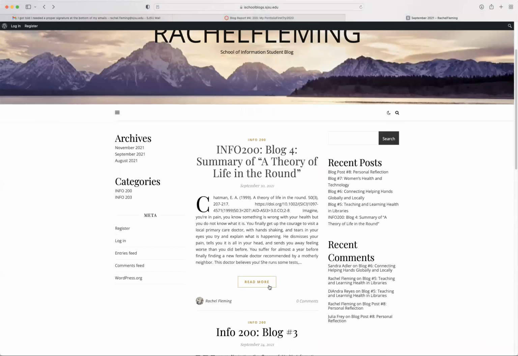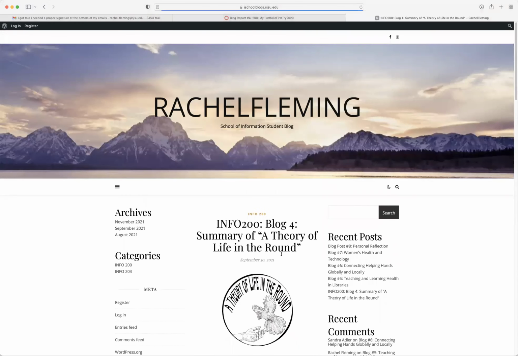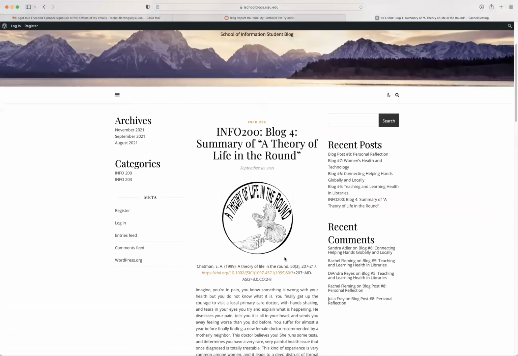And then this is one of my favorite ones. I started creating graphic design elements at the top rather than just having photographic evidence. So we had to take one specific scholarly reference and do an in-depth review and associate it with our specific topic. So I chose Chapman's A Theory of Life in the Round.